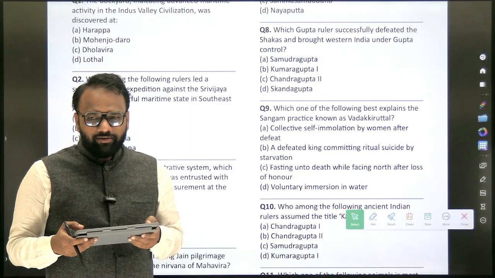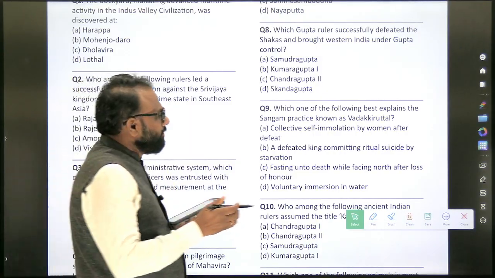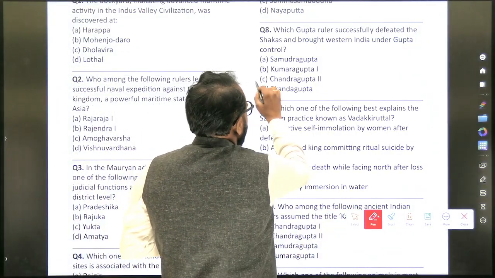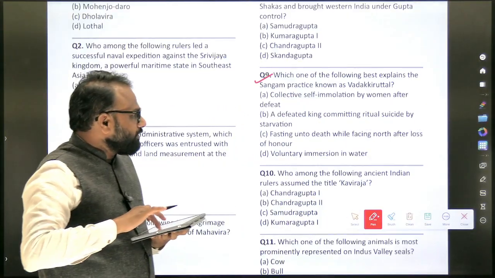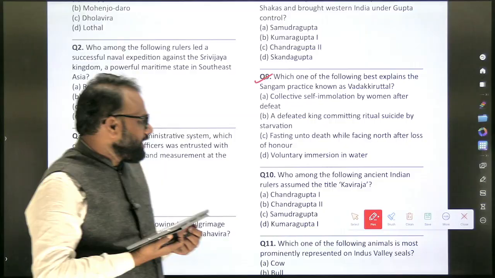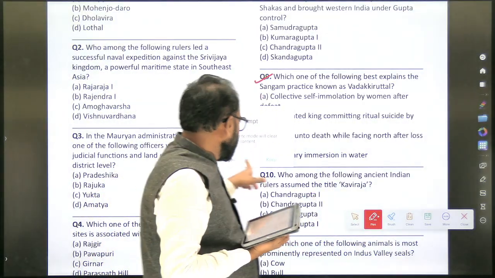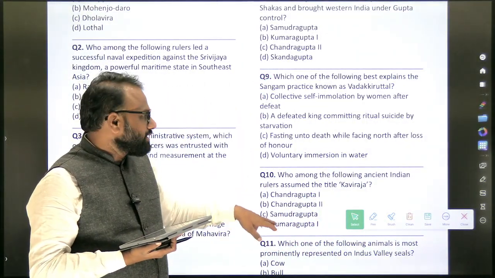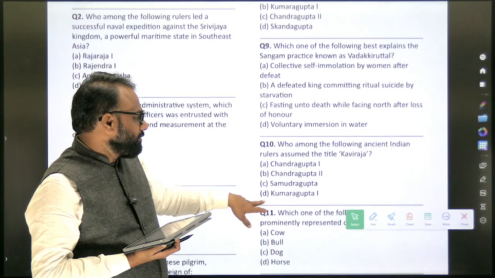What's the answer? Chandragupta. Okay. Next, which one of the following best explains the Sangama practice known as Vattakiruthal? Okay, committing suicide. So already it has appeared in the previous year.